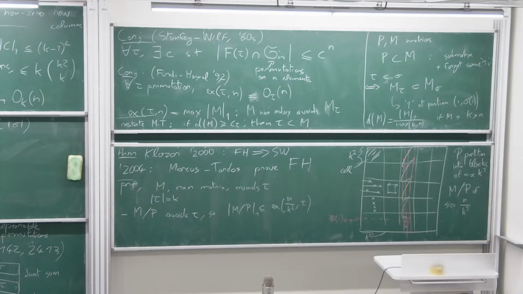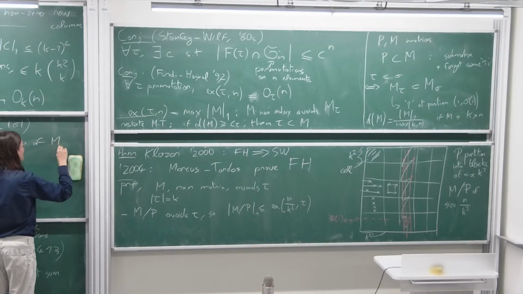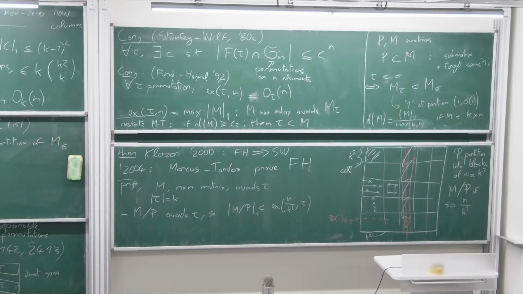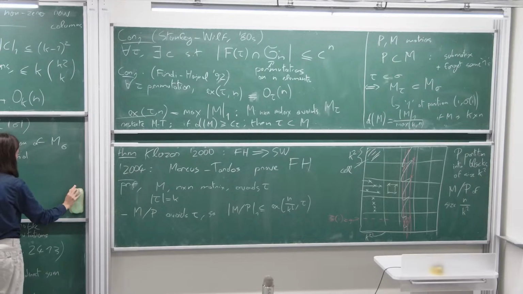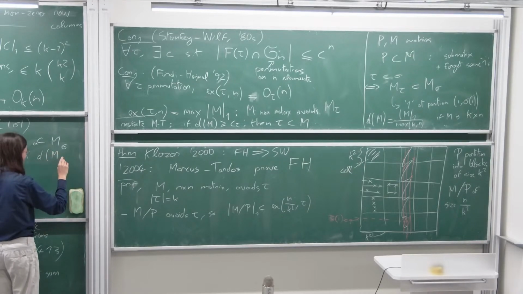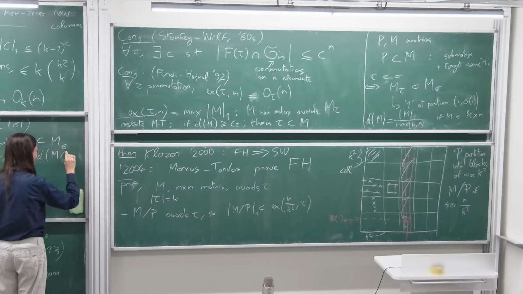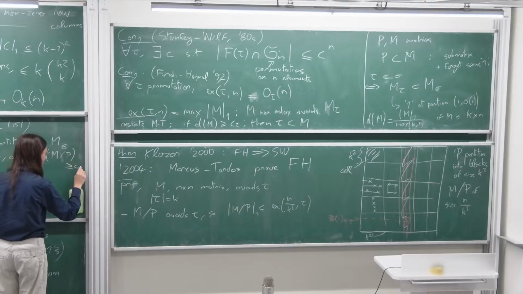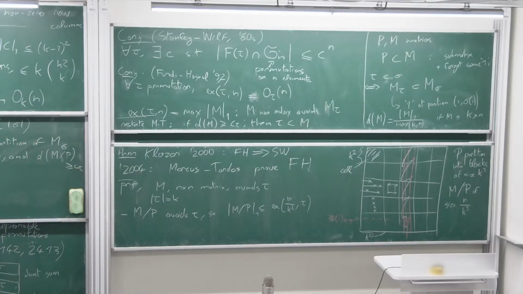That's not going to work very well because it's a permutation matrix. The degree is 1. But if I can find a partition P of M sigma, of a matrix of sigma, into intervals, and the degree of the quotient is large, this can happen. Then I get the conclusion I want.